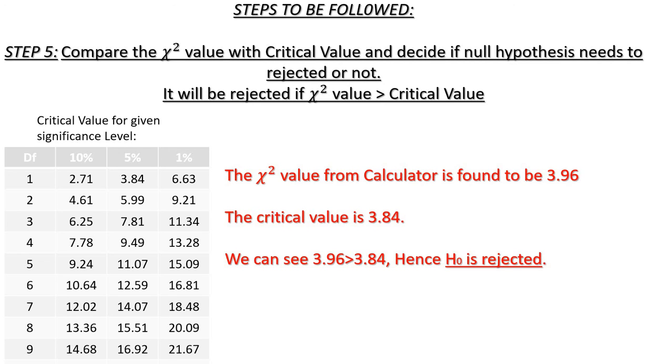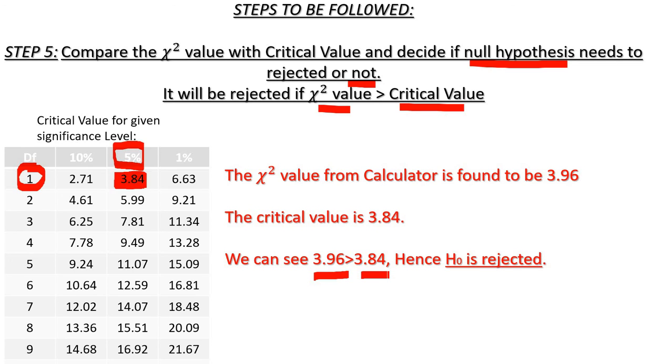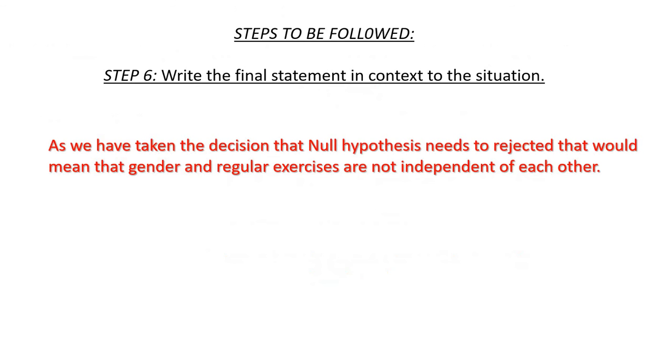Step 5. Compare the chi-square value with the critical value and decide if null hypothesis needs to be rejected or not. It will be rejected if chi-square value becomes greater than critical value. We have already seen that our data has degree of freedom as 1, and 5% as level of significance. So the critical value here is 3.84 and the chi-square value was 3.96. 3.96 is greater than 3.84, hence H naught is rejected.